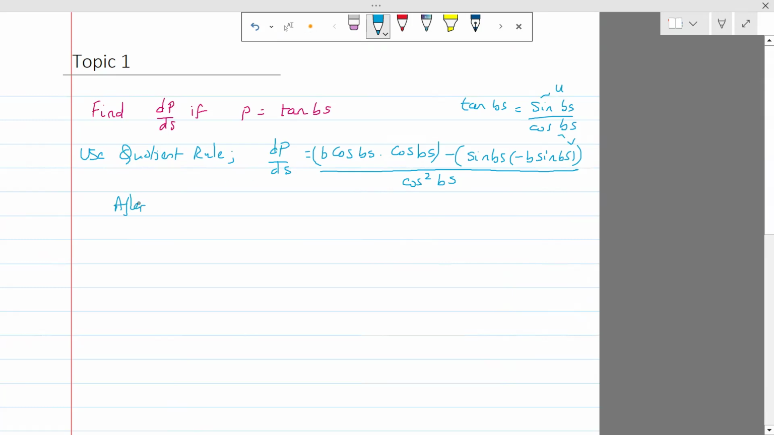Now, after further simplification, you will see that dy by ds will be equal to b sec squared bs, or I can write it as b over cos squared bs. Okay, so you can prove this now if you want. Go through all the steps, simplify, and make sure that you arrive at this solution.